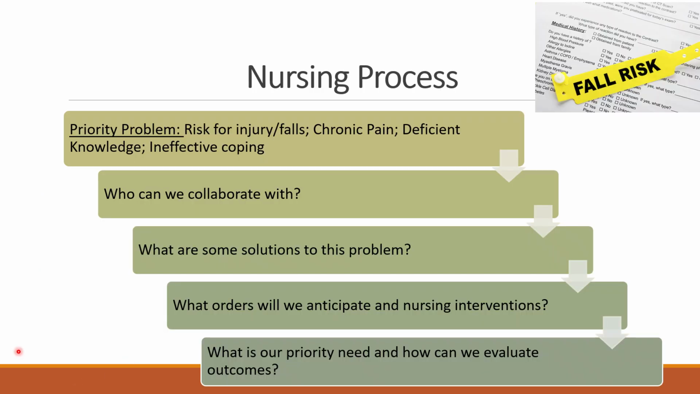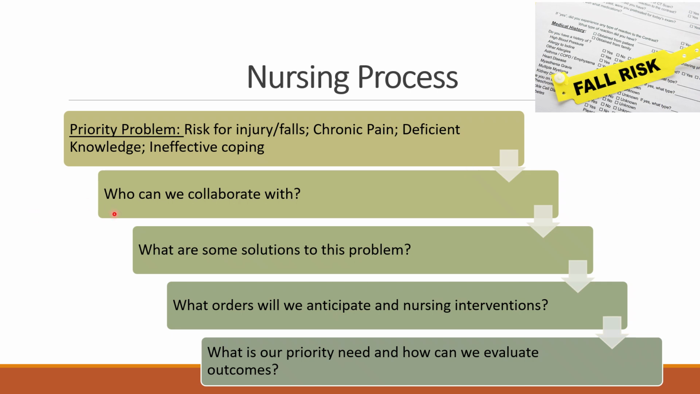Next, we're going to go on to the nursing process. So our priority problem for this patient would be risk for injury or falls, right? Because they have impaired coordination and they're having nerve damage. Chronic pain would be another one. Deficient knowledge and ineffective coping. So maybe they're not knowledgeable enough in their disease process and how to take care of themselves with this disorder. So we need to make sure that they have enough knowledge. And then also with assessing their comfort or coping and how are they able to function day to day.